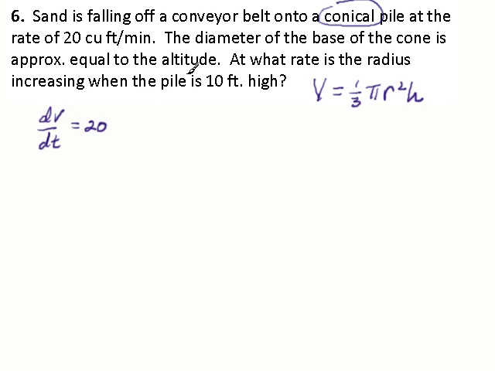The diameter of the base of the cone is approximately equal to the altitude. Okay, so the diameter is equal to the altitude. The altitude is h, and the diameter is twice the radius. So we have this little equation, 2r is equal to h. That's the little side equation that's going to enable us to get rid of a variable. At what rate is the radius increasing? So we want to know dr/dt equal question mark when h is 10.